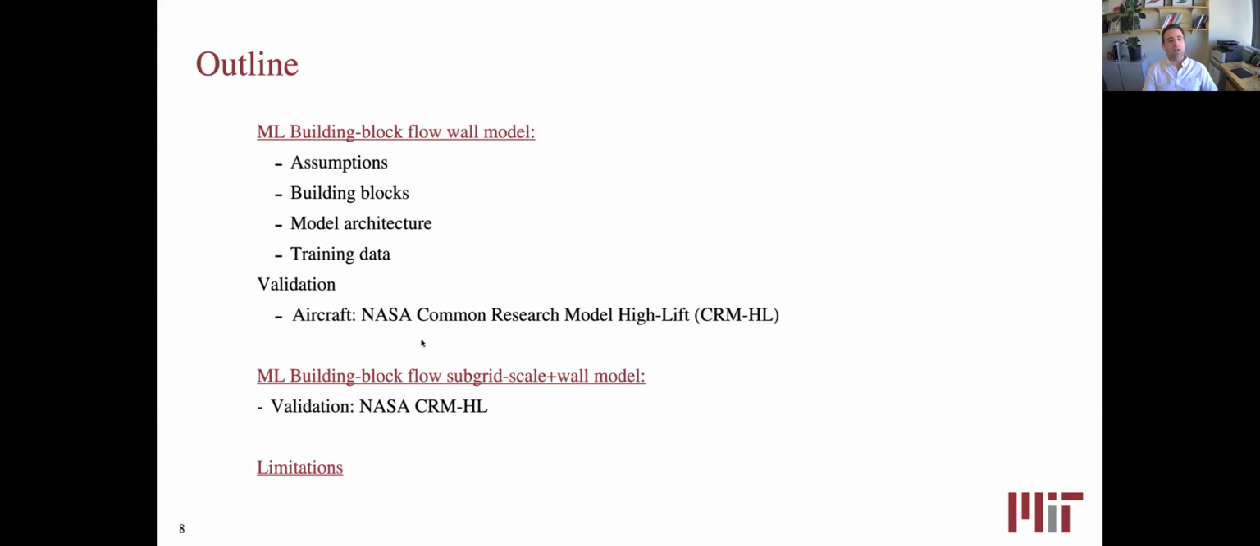Once the model is trained, this is an aircraft that is used by many people in the community just to test different models. And the model is developed in 2 steps. That's why there is a second bullet point that looks very similar, but is an extension of the model to capture physics also far away from the solid boundaries. I'll explain that. And then I'll mention some limitations of the model.